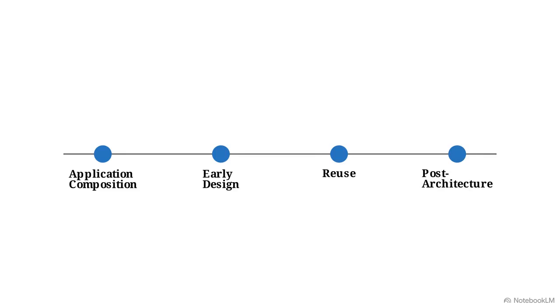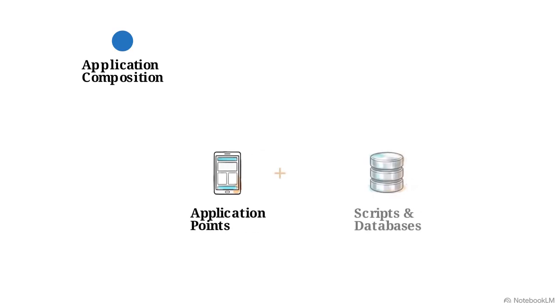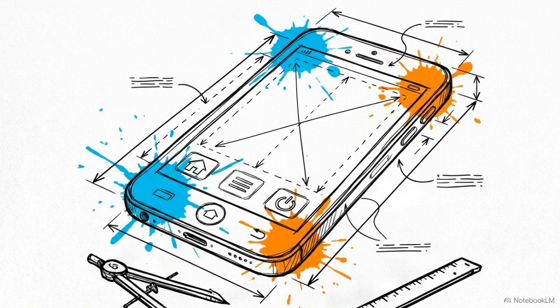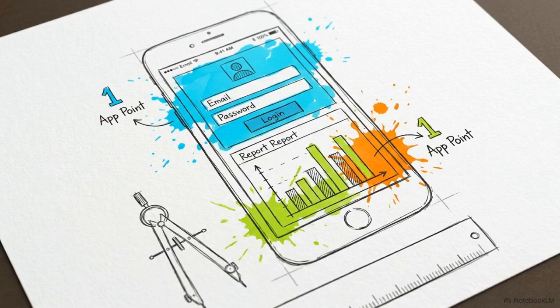We can visualize this chronological progression across 4 models: application composition, early design, reuse, and post-architecture. The first stage is the application composition model. Engineers use this during early prototyping or when building systems by composing existing scripts and database programs. Because there is no source code to count yet, the core unit of measurement here is the application point, referring to high-level elements like user screens or generated reports.